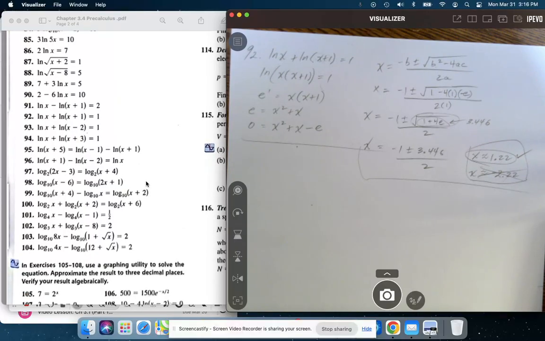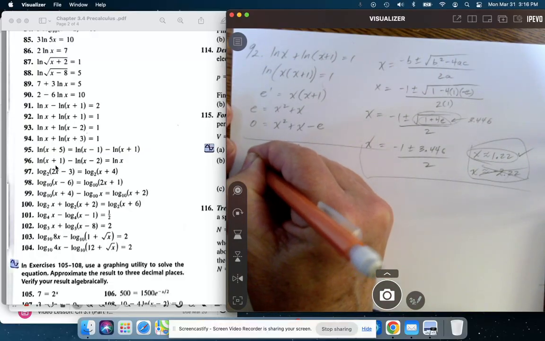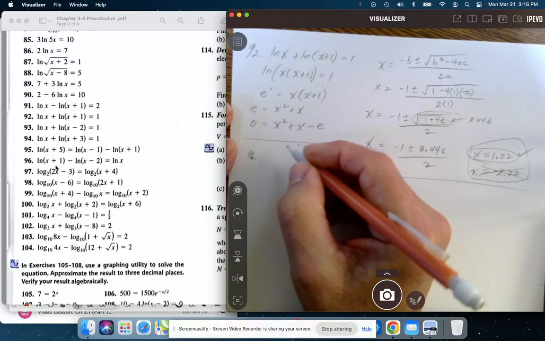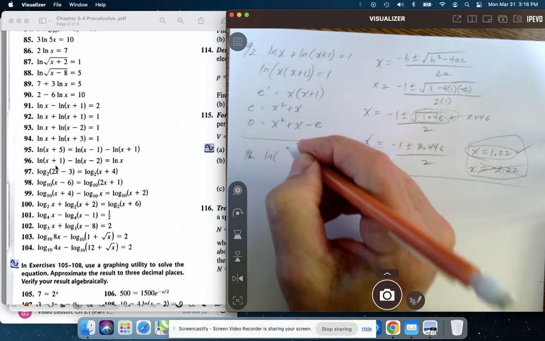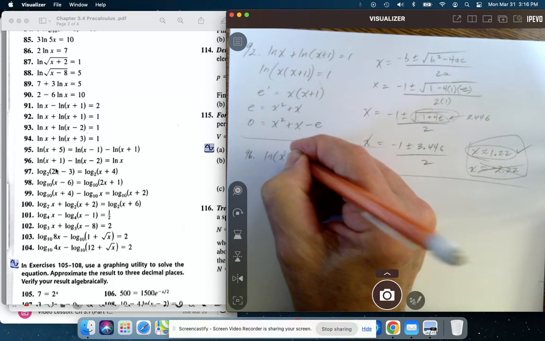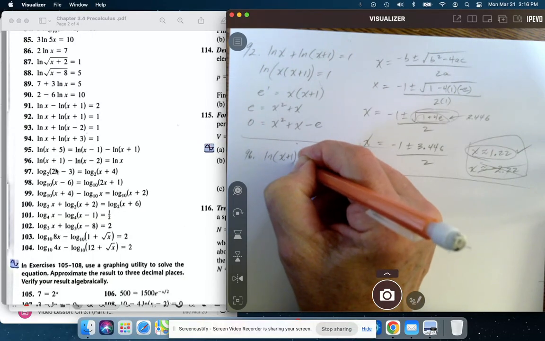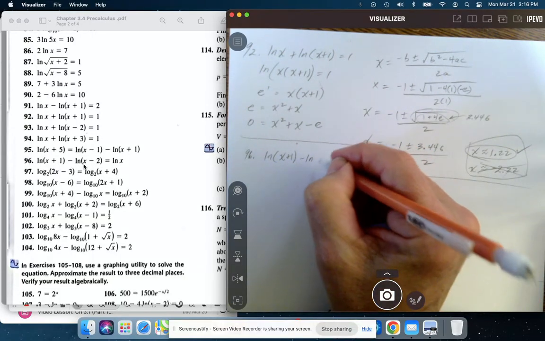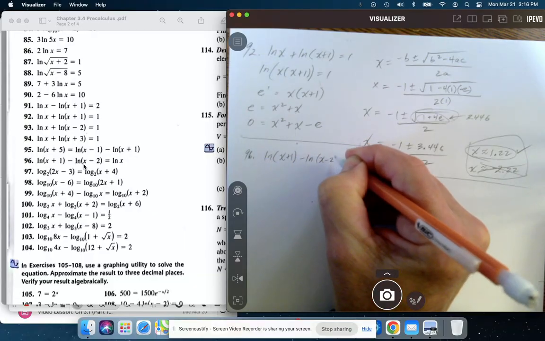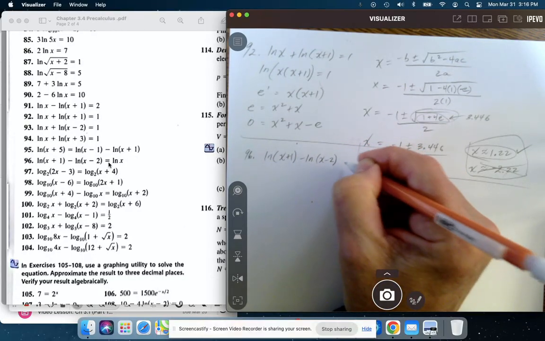All right, let's look at 96. I have not worked these out beforehand, so it's very possible I will run into a jam and make a mistake. And if you catch it, please let me know as soon as possible so I can give you some extra credit. Equals natural log of x.